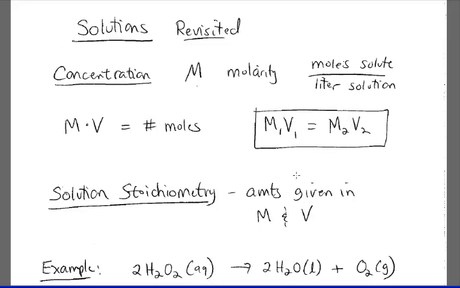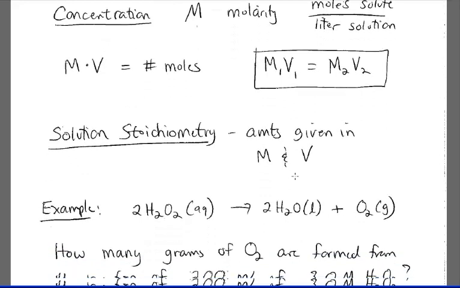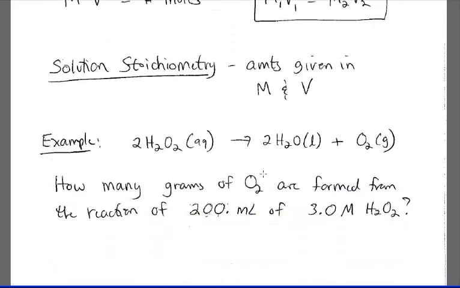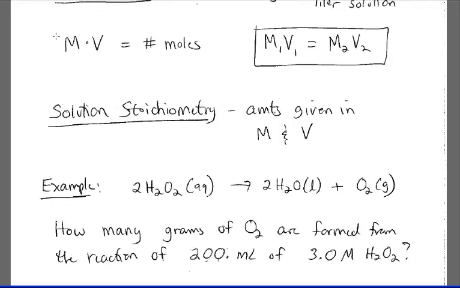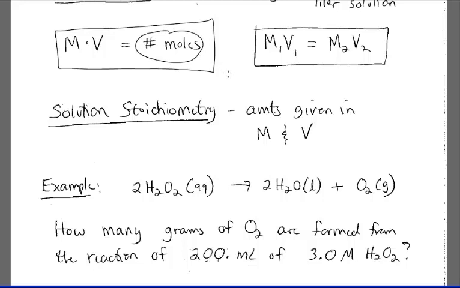All right, now we can look at solution stoichiometry. In other words, doing calculations using reaction equations involving solutions. If we have amounts given in molarities and volumes, we know how to calculate moles, right? Because molarity times volume is moles. And remember that when we work with reaction equations, we need it in moles. So if we're working with solutions, we can get it to moles by multiplying molarity times volume.